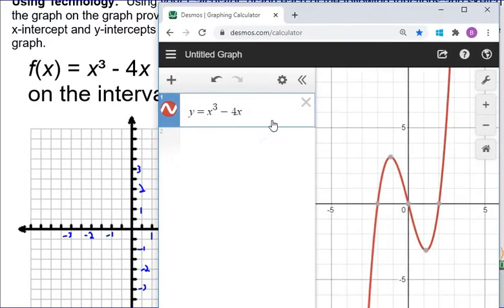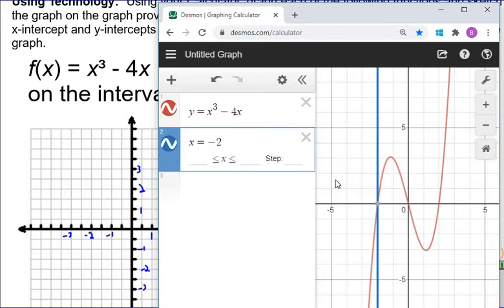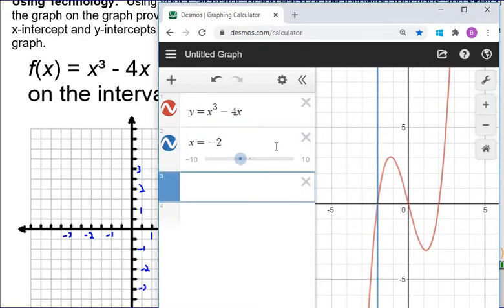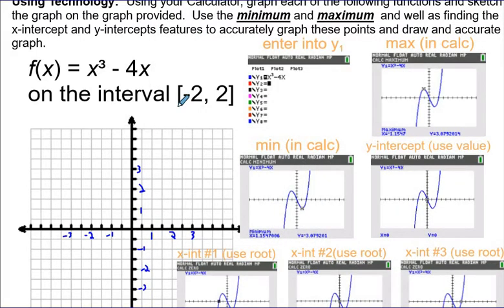And if we want to know what these endpoints are, see how the endpoints are -2 to 2, what we would do is we would just hit enter and say, hey, Desmos, what is x equals -2? And it tells you, okay, boom. And then I can say, well, hey, Desmos, what is x equals 2? And it tells you it's 2, 0. Notice that the interval is inclusive, so that those will count as x-intercepts or roots.